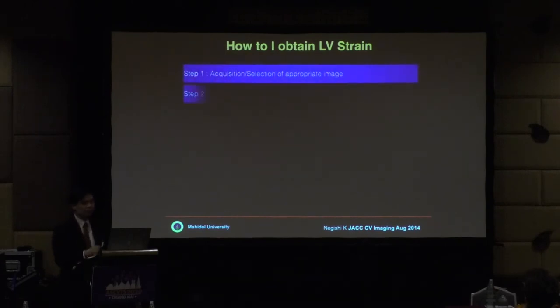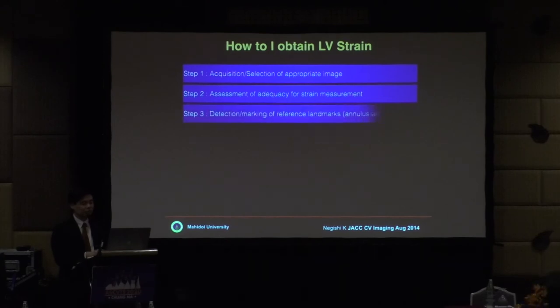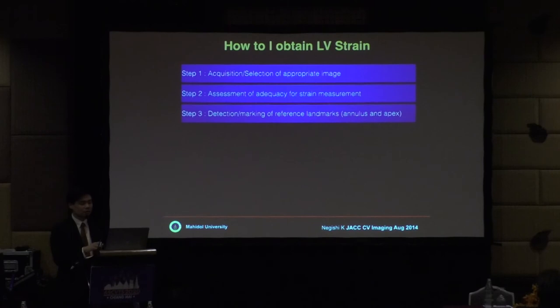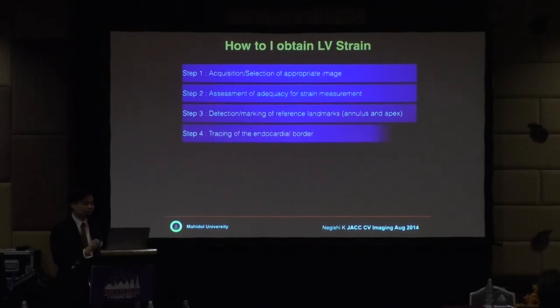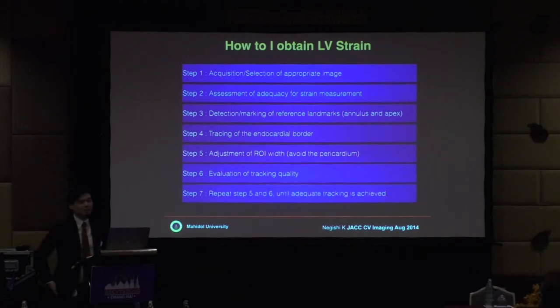So first of all, we need to acquire and select an appropriate image, and you assess the adequacy of strain measurements. You detect and mark the reference landmarks, which are the annulus and the apex. Then you trace the endocardial border, and you adjust the region of interest to avoid pericardium. And then you evaluate the tracking quality, and you repeat the steps one more time.